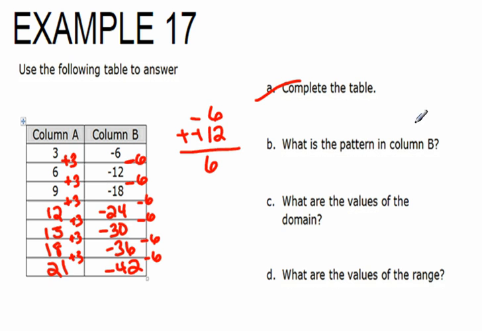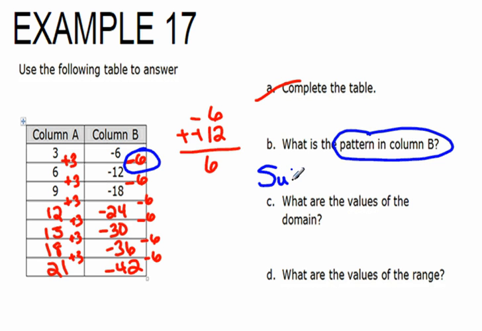Question B is asking us what is the pattern in column B. Well, in order to complete the table, we had to find that pattern, which was to subtract 6, or that there was a decrease of 6.